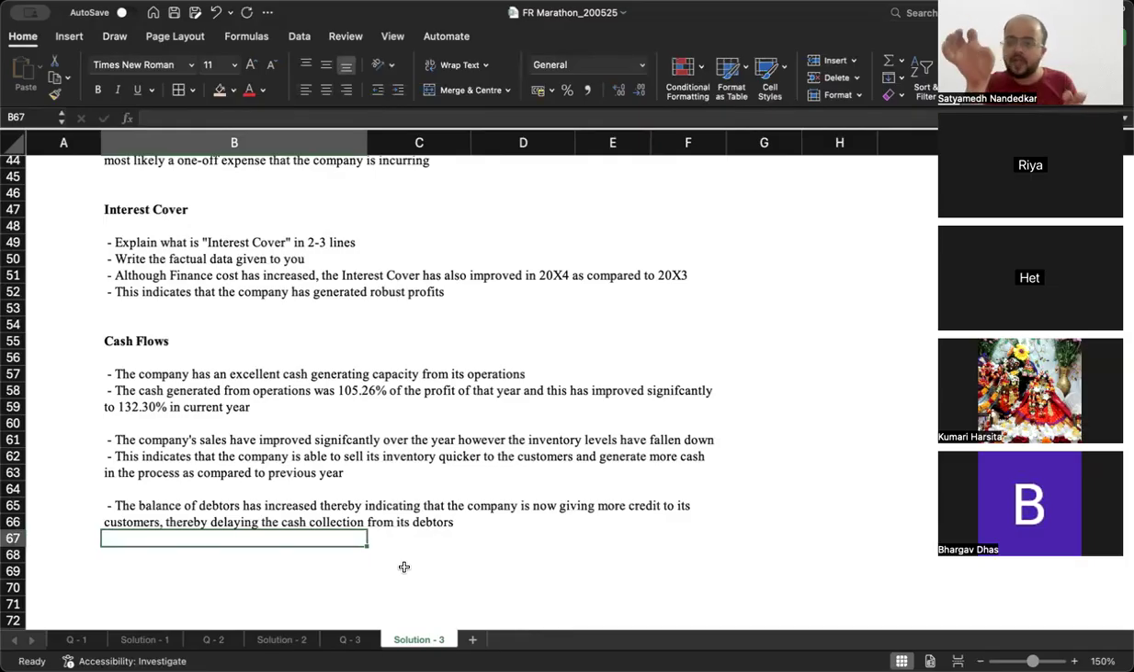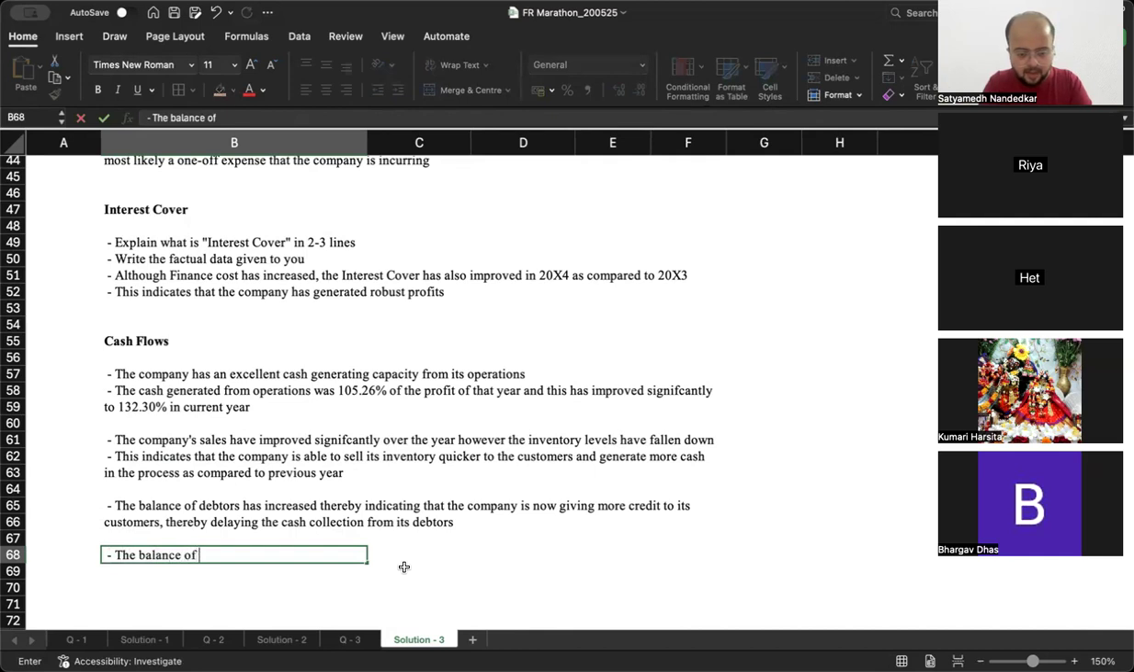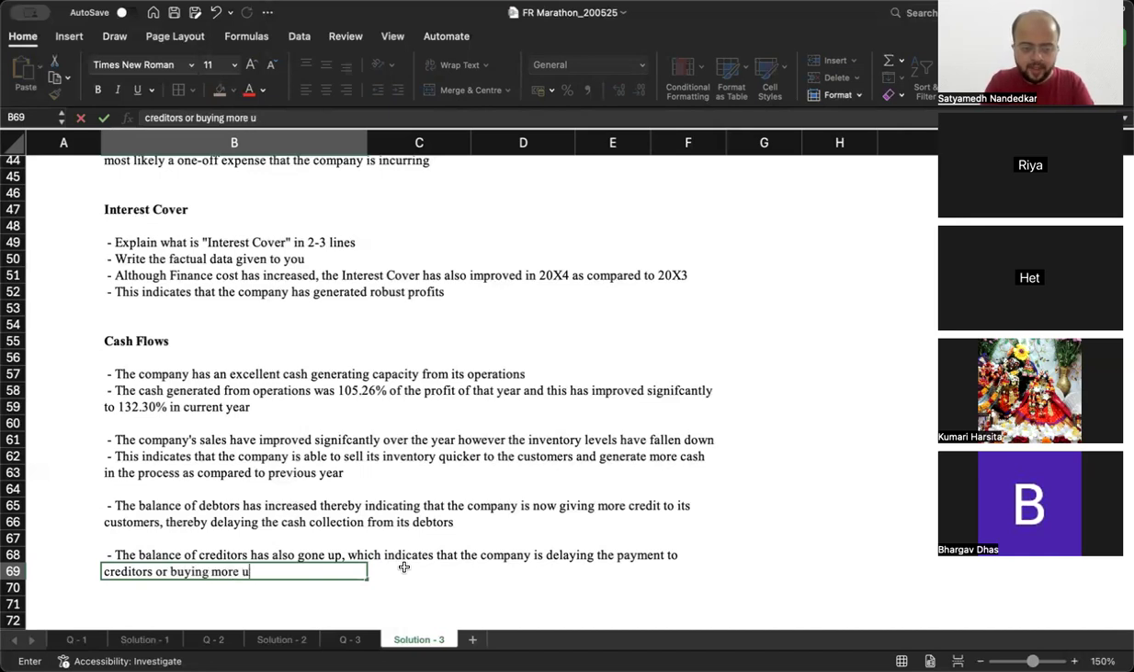फर्स्ट इसमें इन्वेंट्री में व्हाट डिड यू से कि इन्वेंट्री का बैलेंस कम हो गया तो कंपनी फास्ट कैश जनरेट कर रहा है. नाउ यू आर सेइंग कि माय डेटर बैलेंस हैज इंक्रीज्ड, व्हिच मींस I am giving more time to debtors to make the payment, which means there is a delay in cash collection from debtors. And you will also say that the balance of creditors has also gone up, which indicates that the company is delaying the payment to creditors or buying more items on credit. ठीक है, this means the company is postponing the outflow of cash.